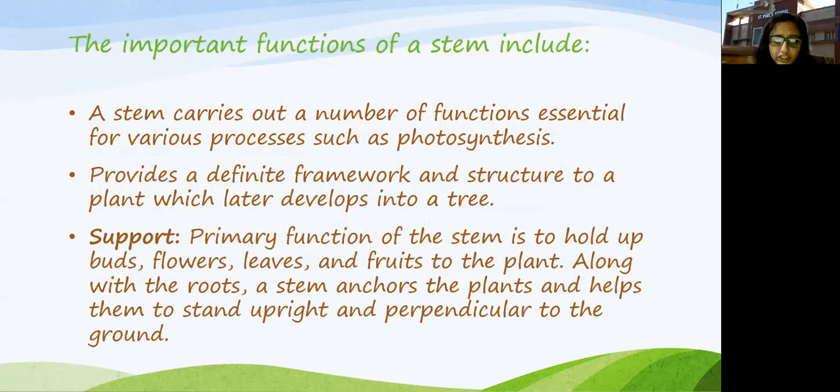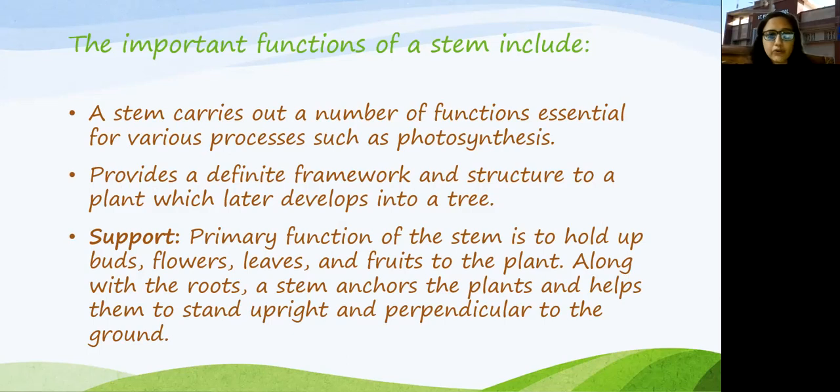So the first important function: a stem carries out a number of functions essential for various processes such as photosynthesis. This process of photosynthesis I'll be explaining later on, in great detail, because it is a very important process that you will keep studying in higher classes also. So you should know the basic concepts behind this process, how it is carried out, which parts of a plant are responsible for carrying it out, and why it is carried out. Fine. So these things we'll be studying later. Right now we'll concentrate on the functions of stem.